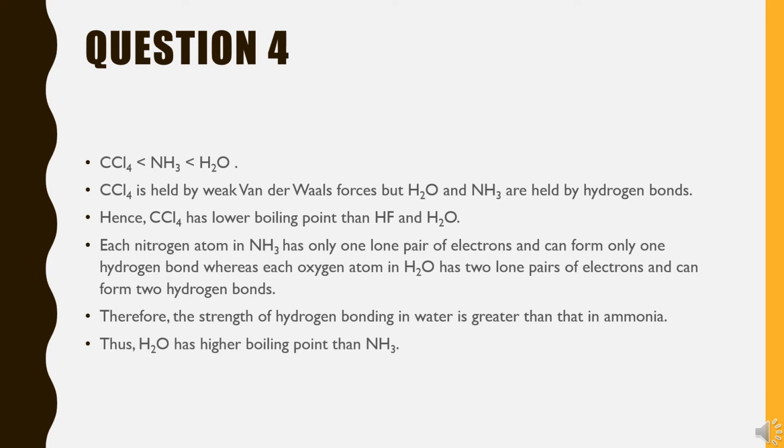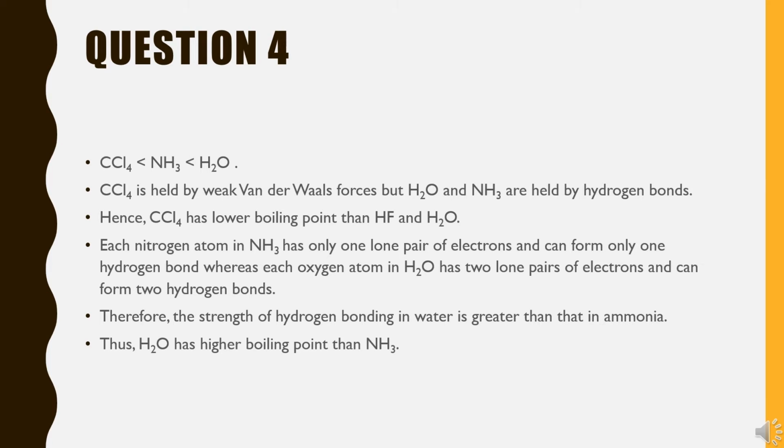The ascending order of their boiling point is CCl4, NH3 and H2O. CCl4 is held together by weak van der Waals forces, but H2O and NH3 are held by hydrogen bonds. CCl4 cannot have hydrogen bonding because there is no hydrogen and highly electronegative atom in CCl4. Hence, CCl4 has lower boiling point than NH3 and H2O.